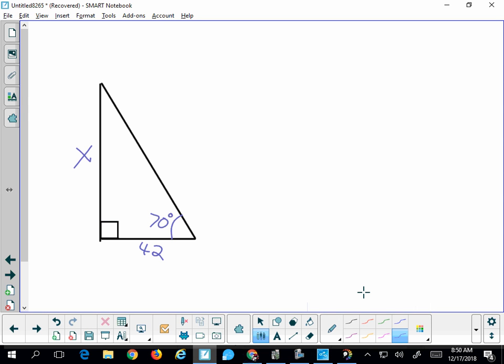So let's start off this problem with identifying our sides. Which side are we not given in this problem? The hypotenuse? All right. So then which sides are we given?